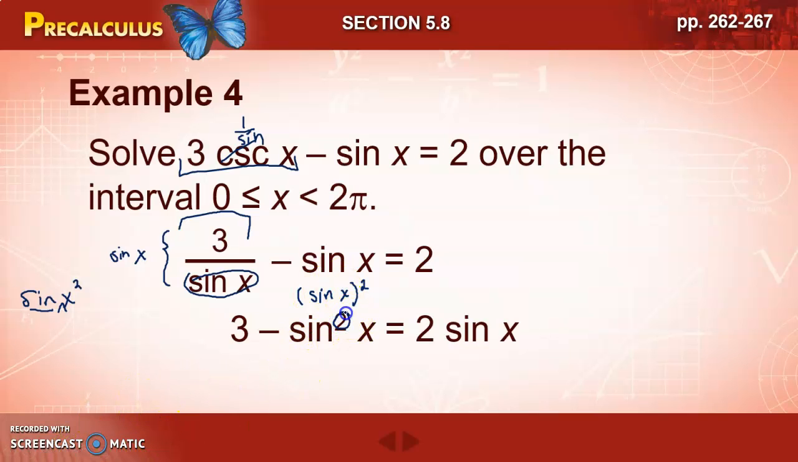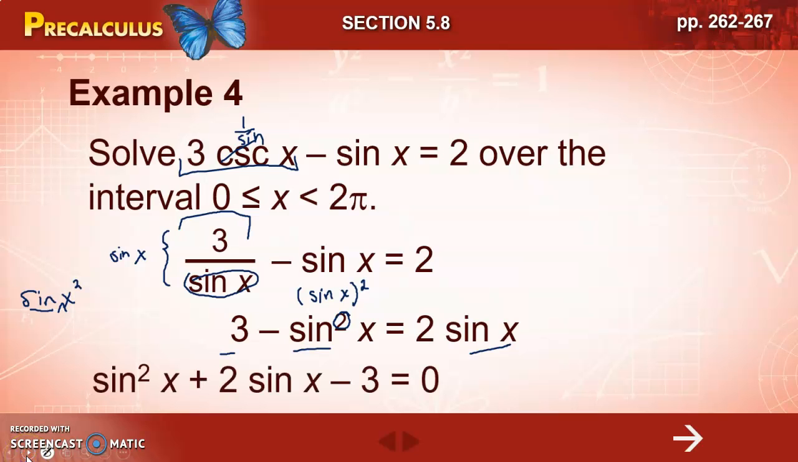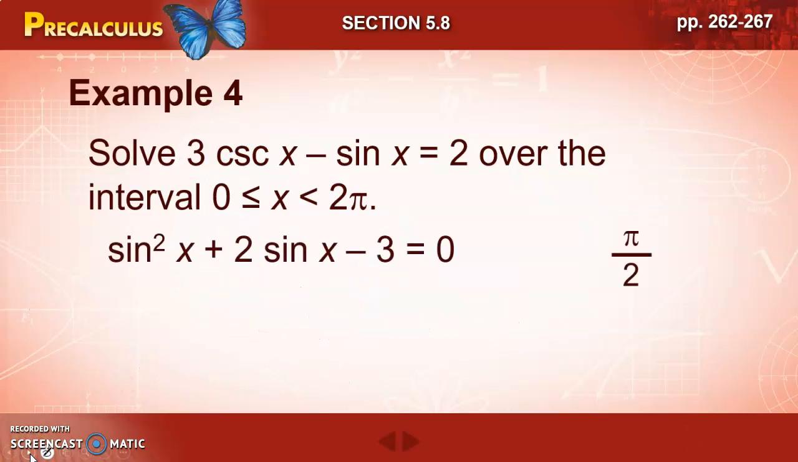Again, this should look like a quadratic. We have a square term, a linear term, and a constant. So we're going to rewrite that all on one side in descending order, sine squared x plus 2 sine x minus 3. And then we are going to factor. If we use some substitution, we could say that this is u squared plus 2u minus 3. I'm just using u instead of sine x here. And then we would factor that accordingly, and we can substitute that back in just a second.